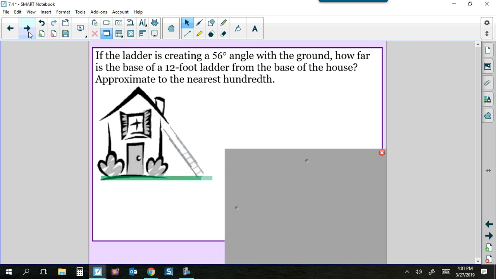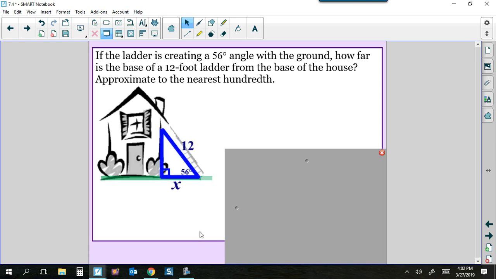So what you guys have to do is take the real world almost out of it for a moment and remember what we're doing in this unit. We are doing right triangles, so you have to locate the right triangle within the picture. Well, the ladder, the ground, and the house are forming your right triangle. And then you can label where the 56-degree angle would go and the 12-foot would go.